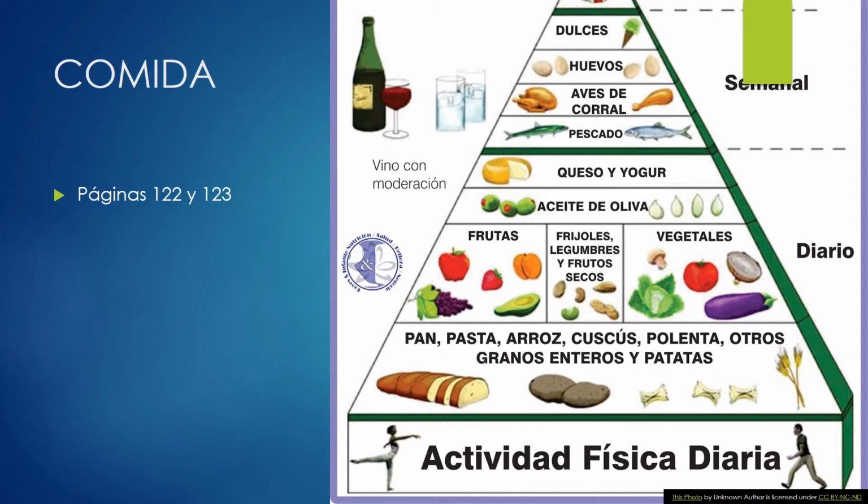So here, as you can see in this triangle, you have things at the bottom of the triangle that you should probably be eating daily. And towards the top, it's things that you probably shouldn't eat as often. So I'll let you take a look at this. All right.